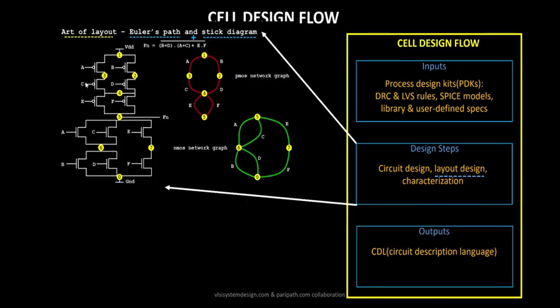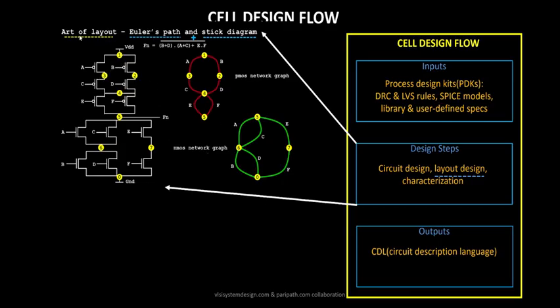So the first step is to implement the function itself. For example, if you have been given this particular function, you need to implement it based on a set of PMOS and NMOS transistor connections. So this particular set of transistors will represent this function. The next step is to derive the PMOS network graph and the NMOS network graph out of this.